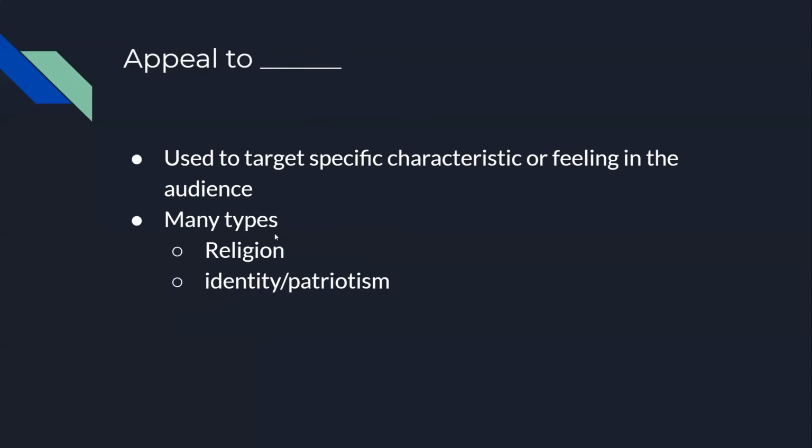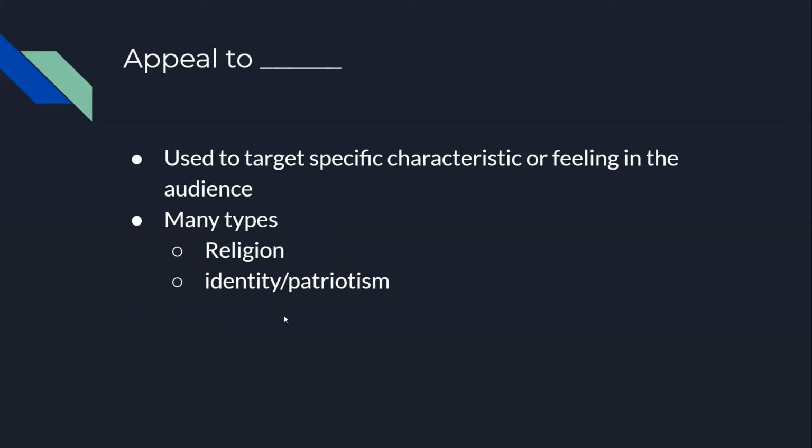And then the next one is appeal to. I didn't really specify what appeal they were talking about because there's a bunch, but there's definitely a specific type of appeal that generally applies to just pathos. An author can use appeal to target specific characteristics or feelings that the audience may have. These can change based on every different type of speech or audience.